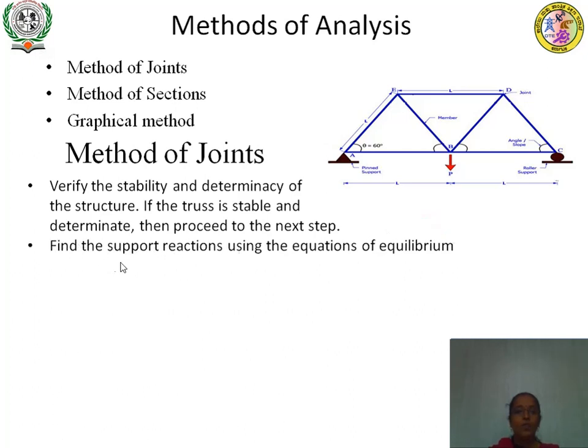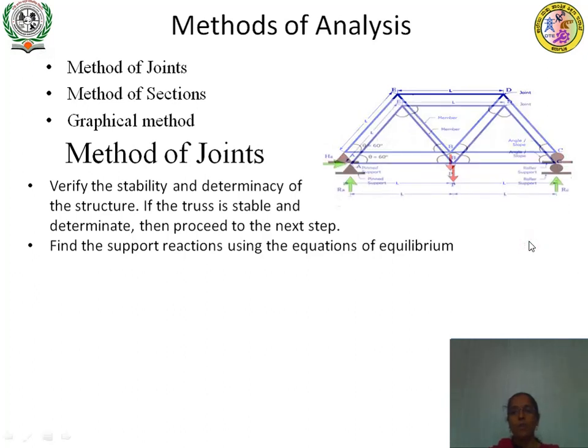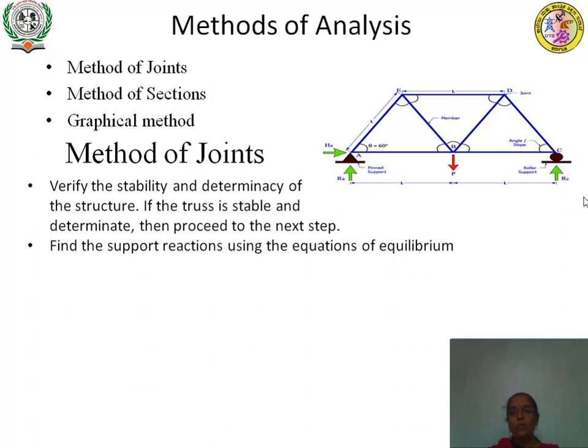Next step is to find support reactions using the equations of equilibrium. Here we have a hinged support and this is a roller support. Therefore the reactive components will be like this. So using the equations of equilibrium we will find the reaction components at the hinged end as well as at the roller end.